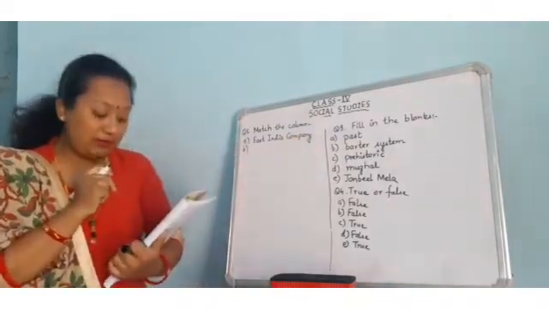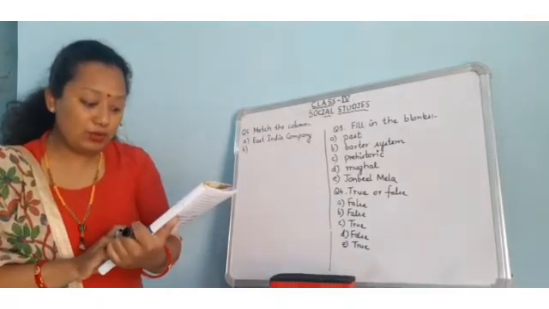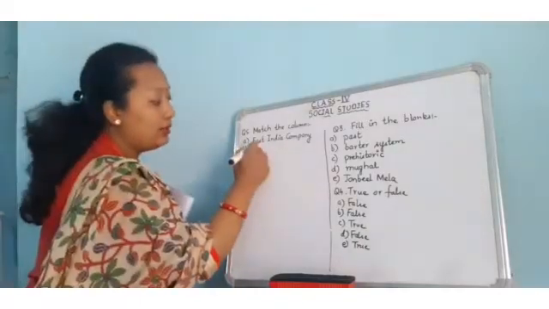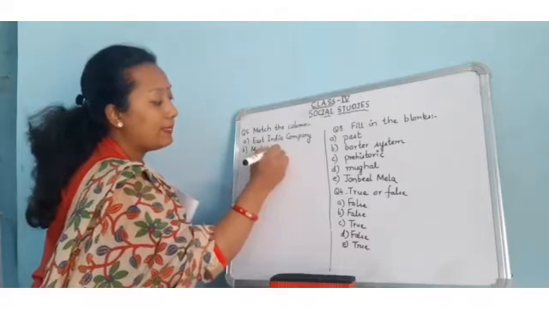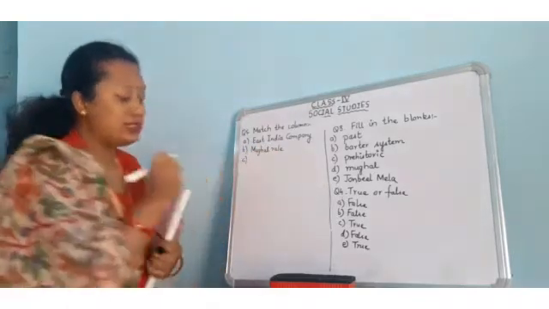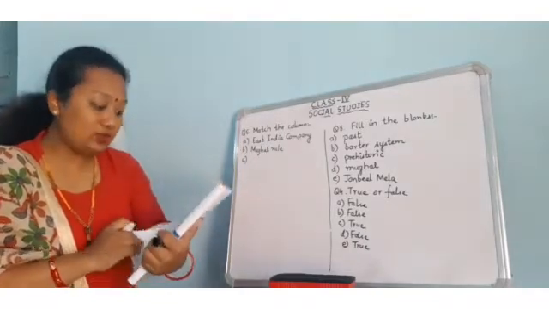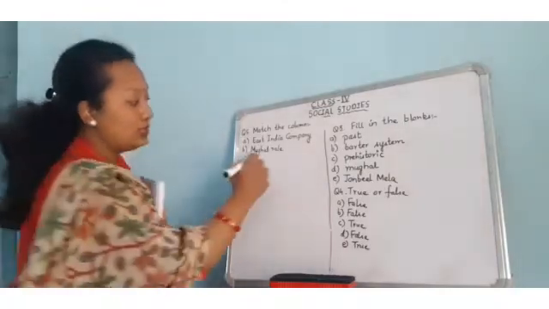Number B, medieval. Upanishads? No. Indian history? No. Mughal rule? Yes, medieval, Mughal rule. In the medieval period, Mughal rule was there. Then coming to number C, Vedic Age. Upanishads? Yes. In the Vedic Age only, the Upanishads were written.